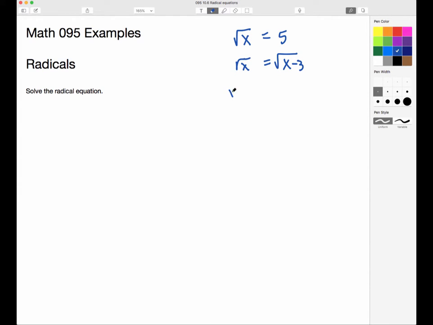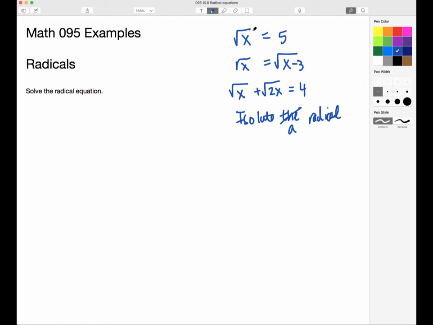Or maybe you have something more complicated, like the square root of x plus the square root of 2x is equal to 4. Something like that. You can have radicals anywhere, you can have numbers anywhere, and the trick to solving these is to always isolate a radical. So pick any radical term and make it all by itself on one side of the equal sign and move everything else to the other side. So we're isolating any of the radicals.